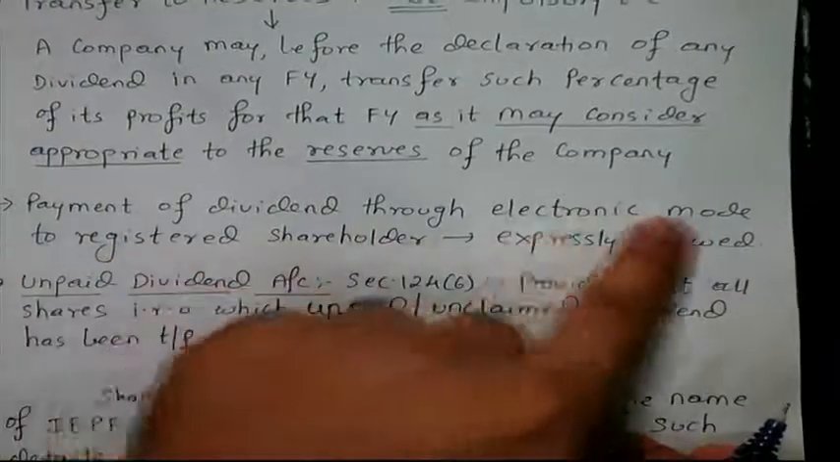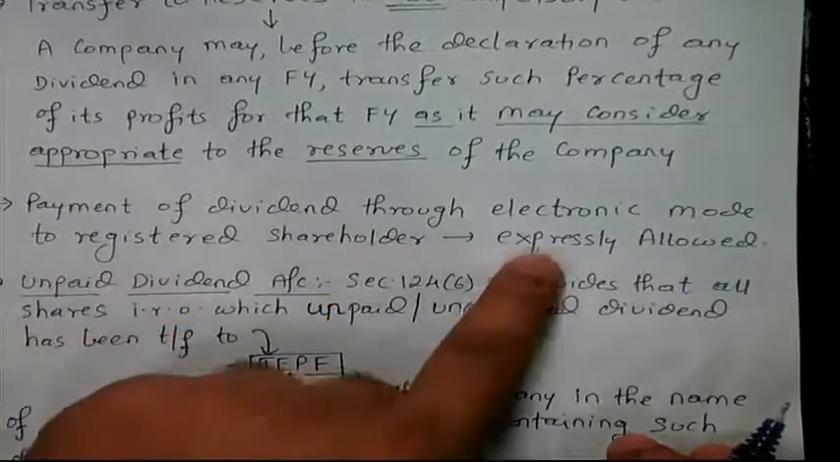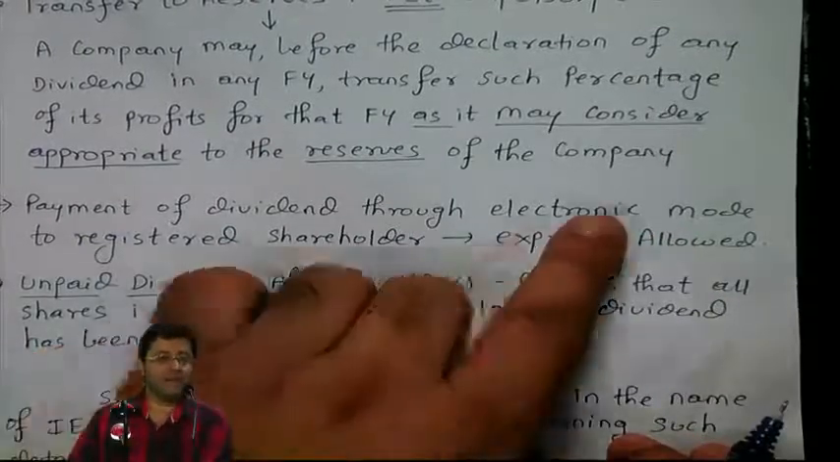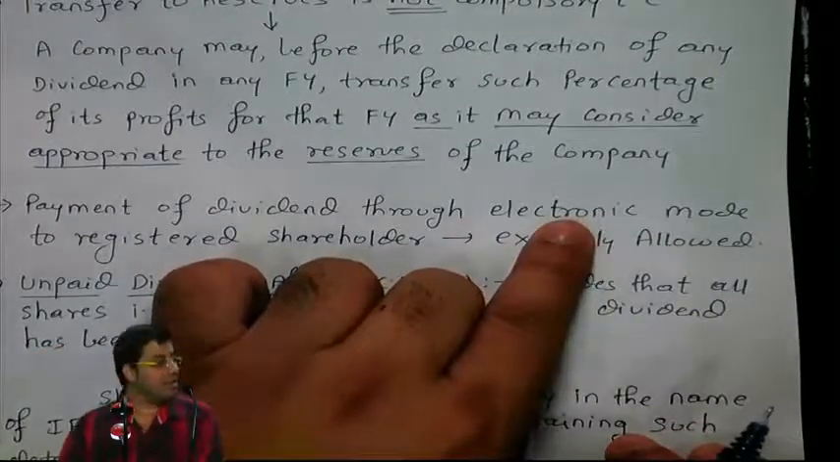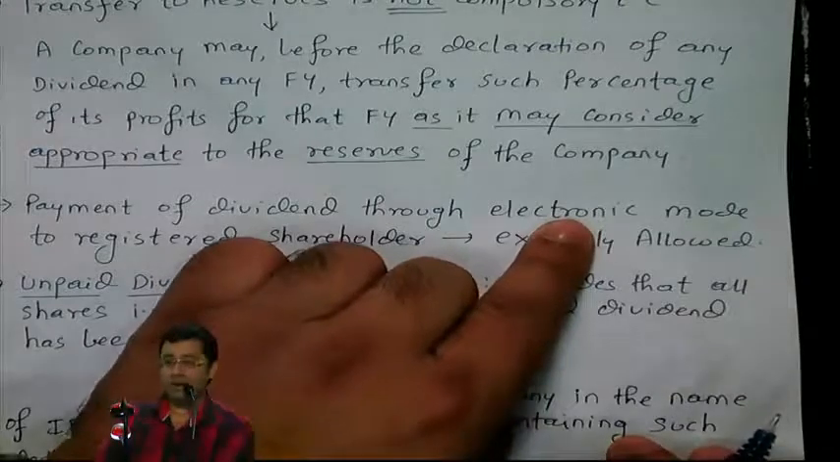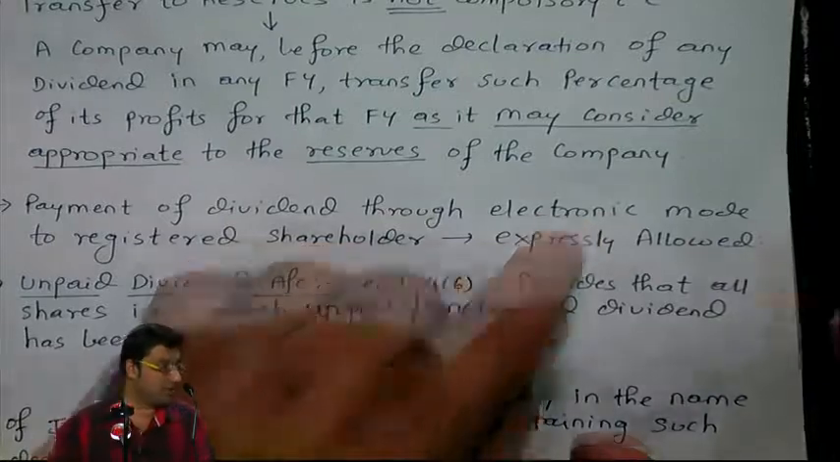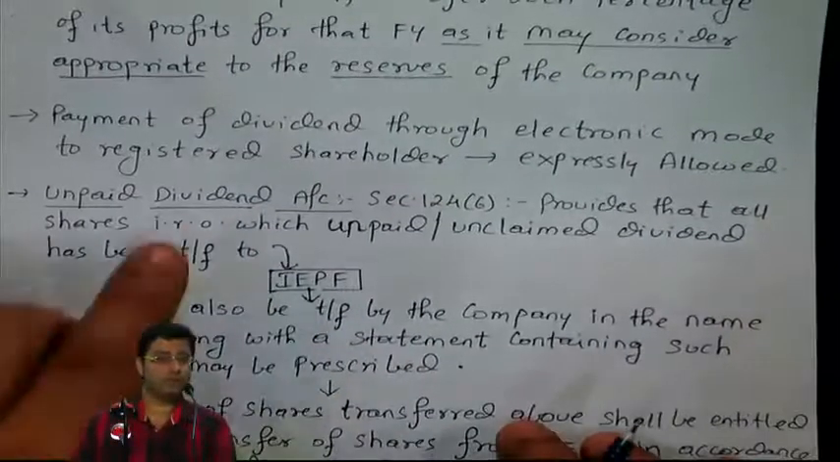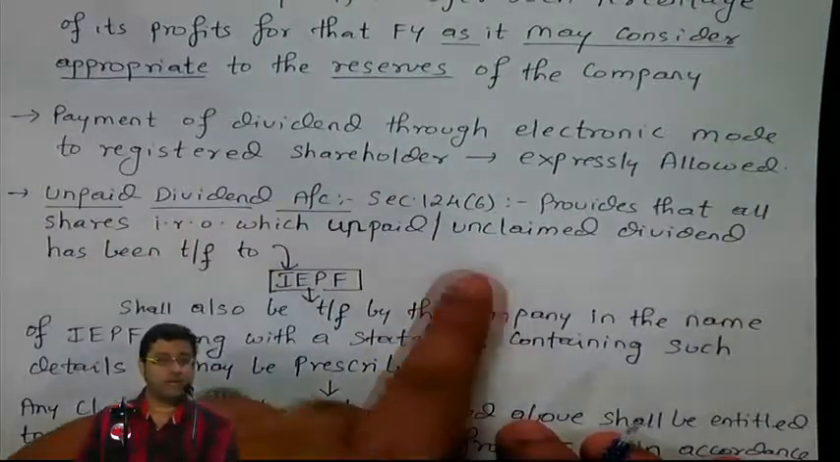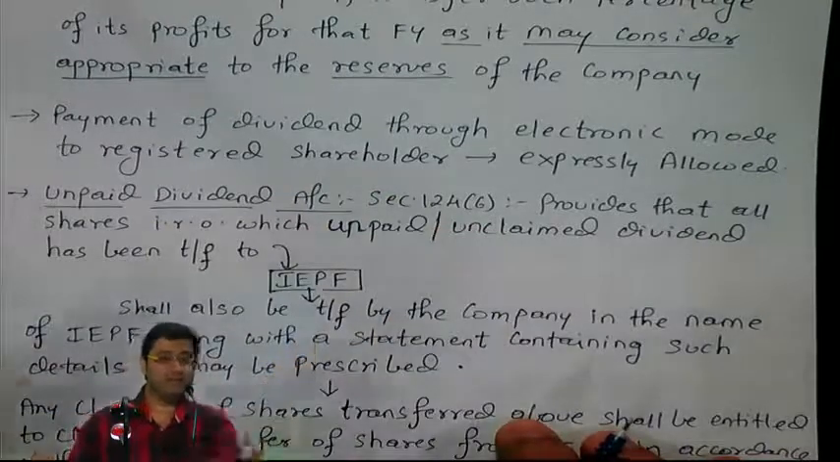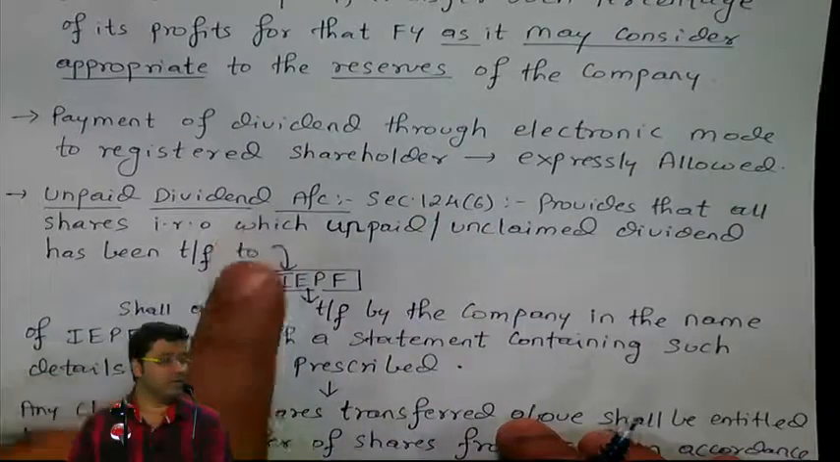Payment of dividend through electronic mode to the registered shareholder expressly allowed. Expressly allowed means what? It is written in the Companies Act now that the company can give money to the shareholder in the electronic format. So there is no requirement for the shareholder to show the dividend warrant. Is it clear? This is one thing which I already told you. Unpaid dividend account. Remember the section number, that free reserve was section 123. This is 124 now. Unpaid dividends.